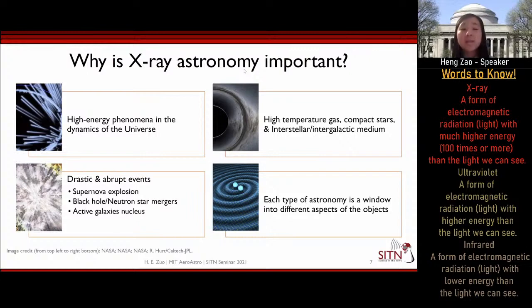It also comes from many drastic and abrupt events, like the explosion of a supernova. Maybe you've heard of it, or maybe not. Those are very abrupt events and can be detectable in many wavelengths. But each type of astronomy is just a window into different aspects of the objects. It's like people can look at an elephant from many different angles. You can look at the ear, you can look at the tail, you can look at the body. But we need all of those views to help us understand the whole elephant.